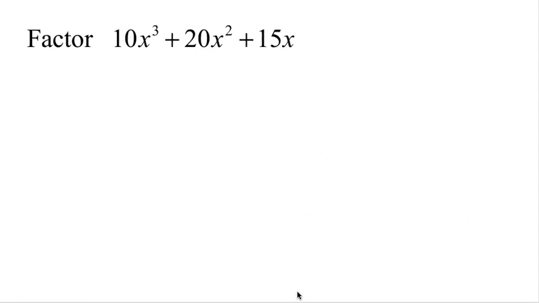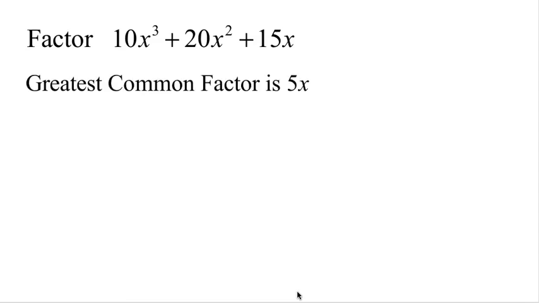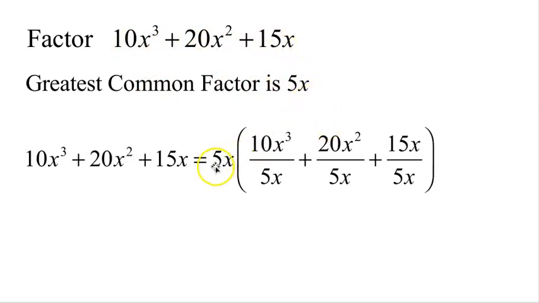All right, next I want to factor 10x cubed plus 20x squared plus 15x. So what is common to all three terms? 10, 20, and 15. Well, 5 is common to all three terms, but that's not enough. We also have x cubed, x squared, and x. So 5 is common and x is common. So I want to extract a 5x from all three terms. So I need to take 10x cubed divided by 5x, 20x squared divided by 5x, 15x divided by 5x. So 5x times all those division problems, multiplying by 5x, dividing by 5x.